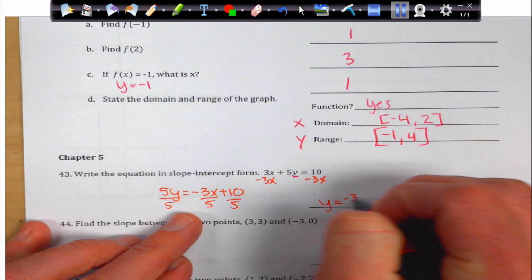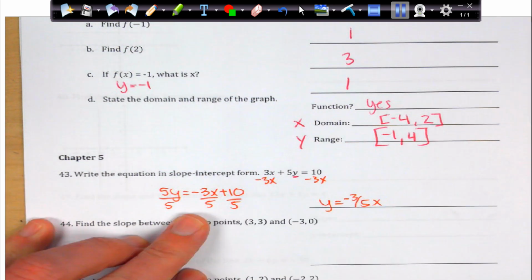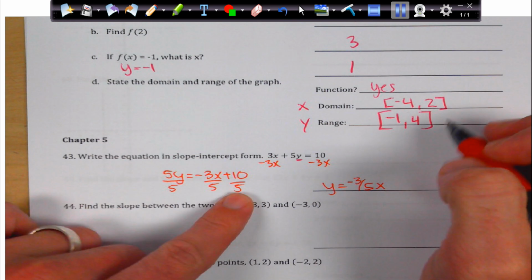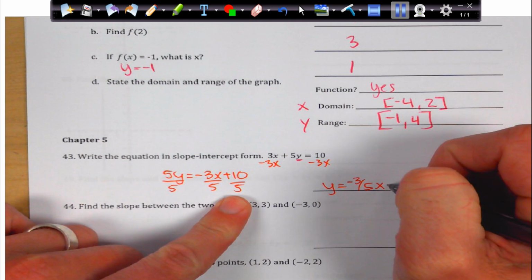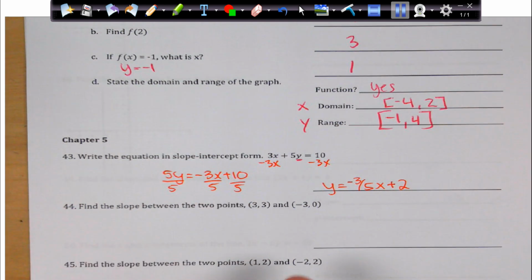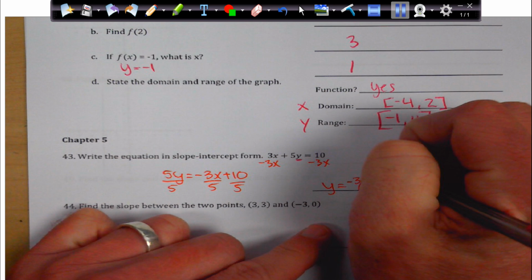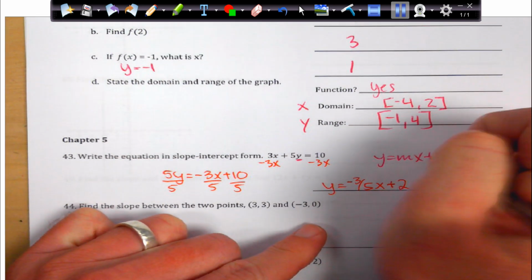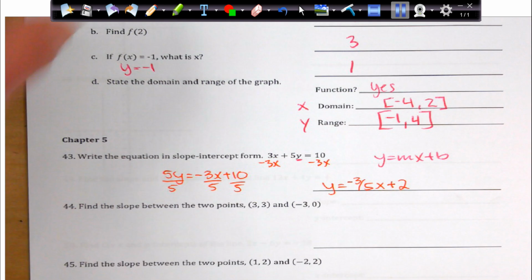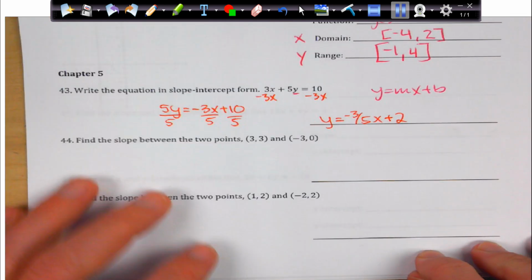You get negative 3 over 5x, which is a fraction. It's okay because slopes are usually fractions with rise over run, and then 10 divided by 5 is a positive 2. And that's slope-intercept form. Again, y equals mx plus b. And from here, we can pull out my y-intercept at 2 and my slope of negative 3 over 5 if I need it.